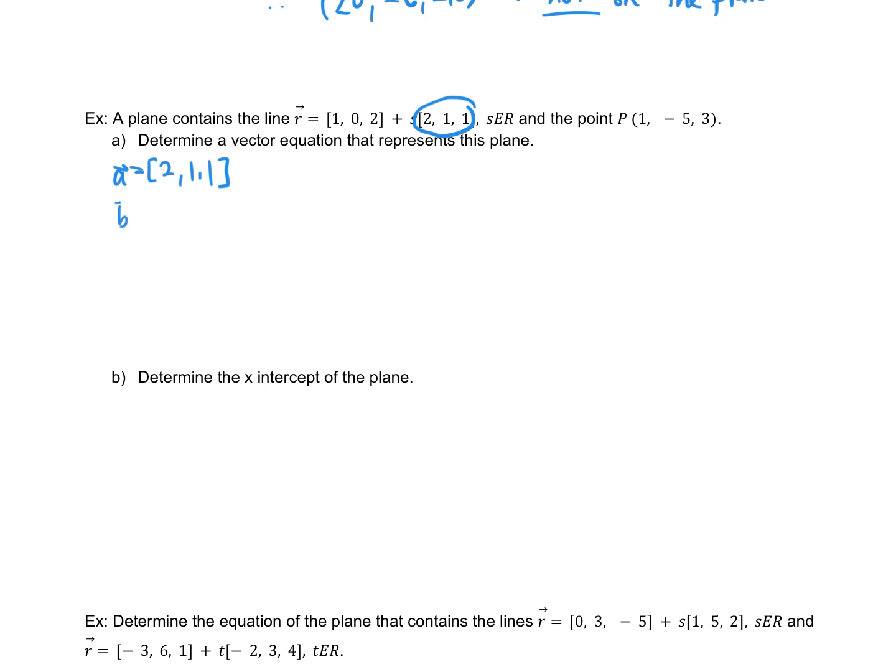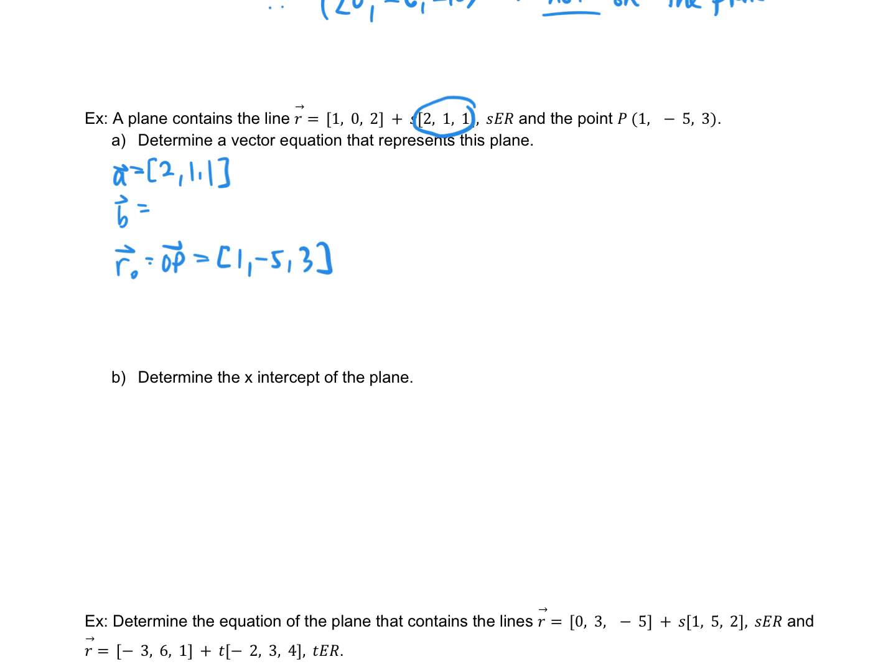I know I need another direction vector and I need R0. Well, R0 is the easiest one. It would represent the vector from the origin to a point on the plane. I know (1, 0, 2) is a point on the plane because that line is on the plane. And I know this point is on the plane. So I'm just going to use vector OP. So (1, -5, 3) for R0.